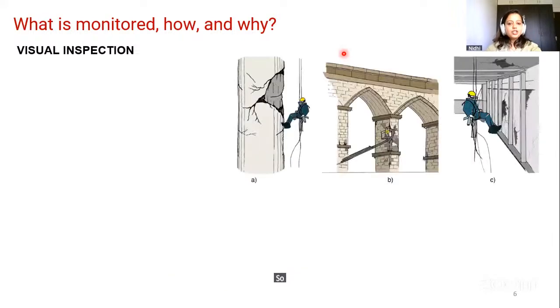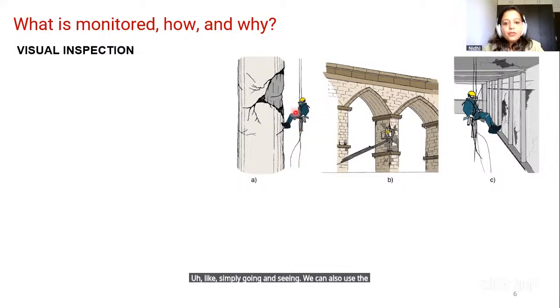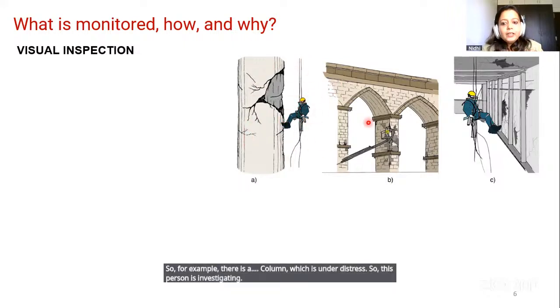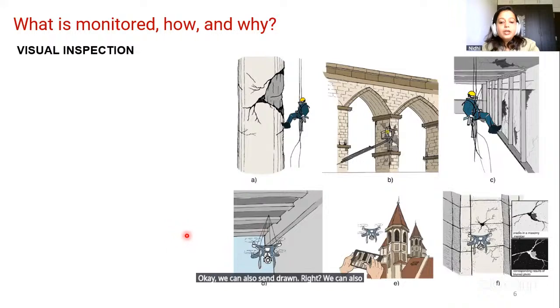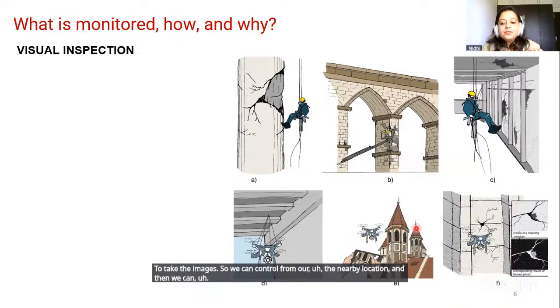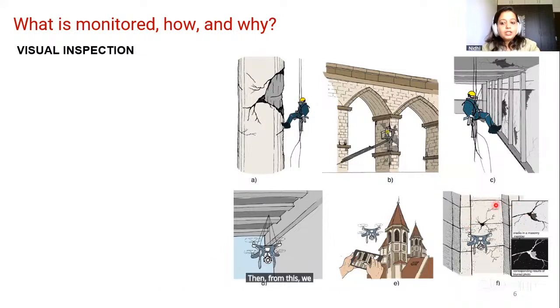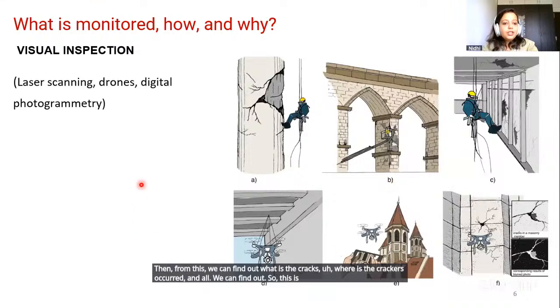So this visual inspection includes, nowadays, it is not only simply going and seeing; we can also use small equipment. For example, there is a column which is under distress, and this person is investigating. We can also send drones to take images. We can control them from a nearby location and take pictures. From this, we can find out where the cracks have occurred. This is known as visual inspection.